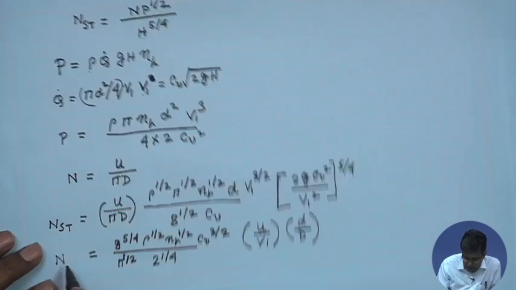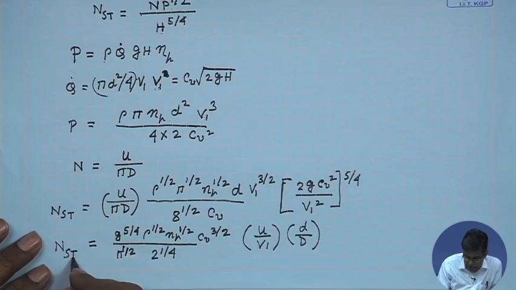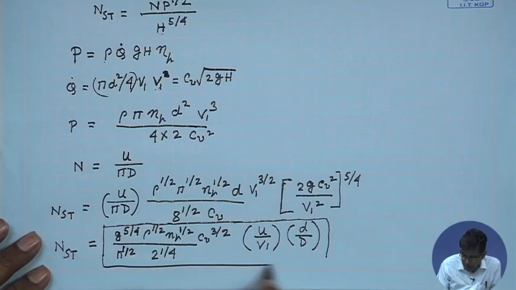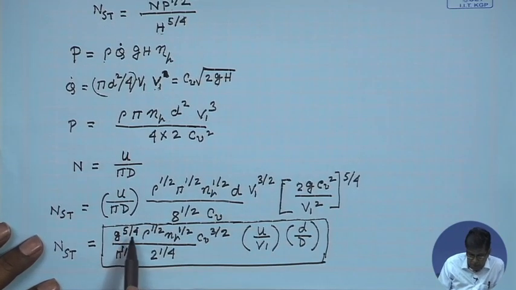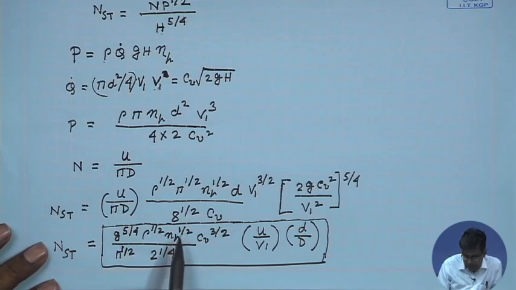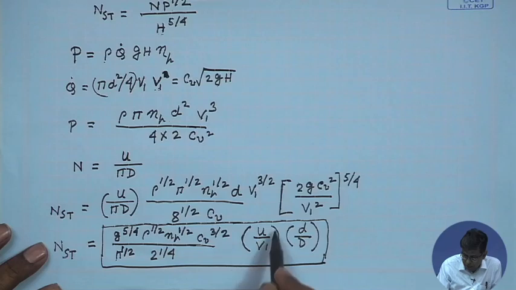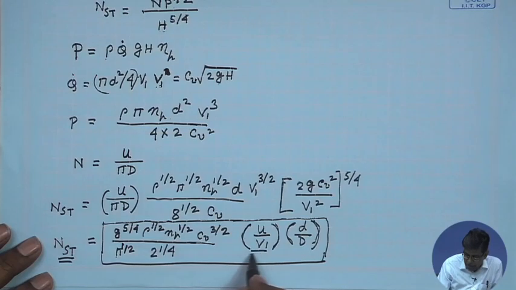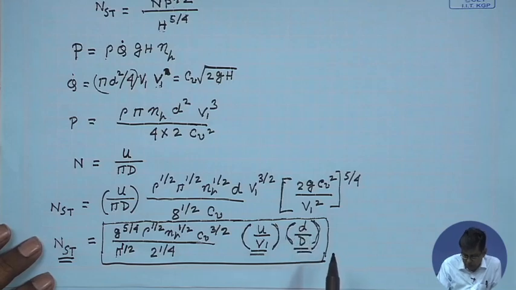So, therefore, the specific speed of the Pelton wheel can be expressed by this formula: g to the power 5 by 4, rho to the power half, the hydraulic efficiency eta H to the power half, CV the coefficient of velocity to the power 3 by 2, pi to the power half, 2 to the power 1 by 4, into u by V1 into d by D, which clearly tells that the specific speed depends mainly on these two non-dimensional parameters: the ratio of bucket speed to the inlet jet speed, bucket velocity to inlet jet velocity, and the ratio of the jet diameter to wheel diameter.